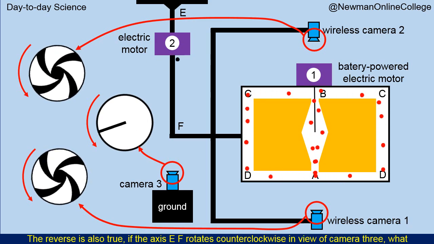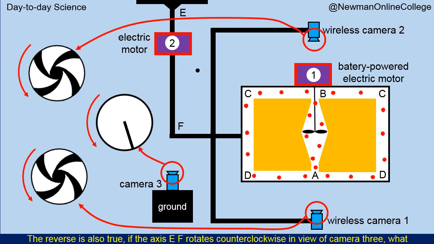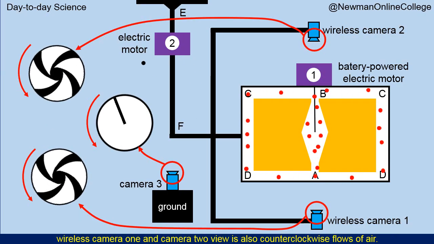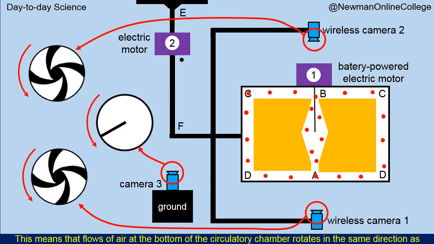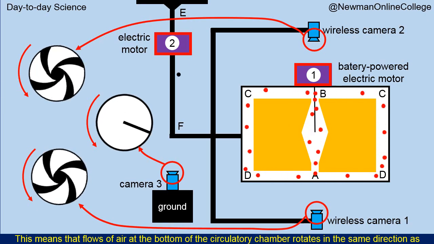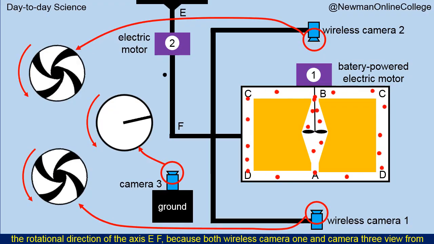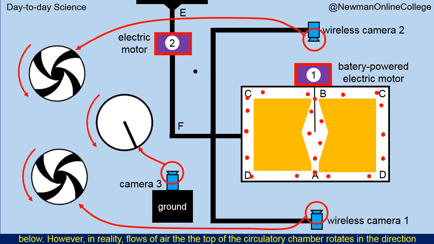The reverse is also true. If the axis EF rotates counterclockwise in view of camera 3, what wireless camera 1 and camera 2 view is also counterclockwise flows of air. This means that flows of air at the bottom of the circulatory chamber rotate in the same direction as the rotational direction of the axis EF, because both wireless camera 1 and camera 3 view from below.